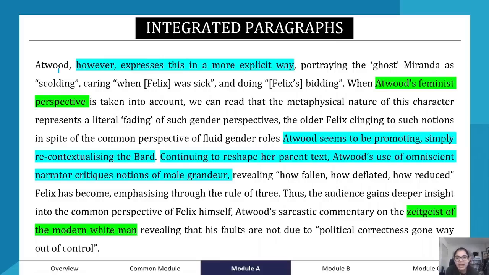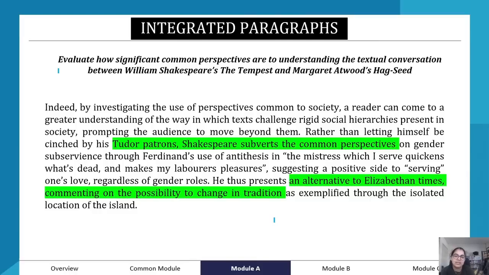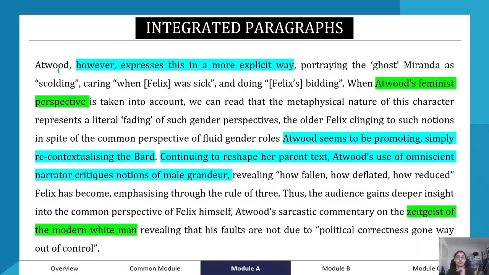And now we can see how within both the texts there was huge focus on the context and the purpose of the two authors. And then with Atwood, we actually compare her to Shakespeare. We look at how she expresses the idea in a more expressive way, how she's prompting and recontextualizing the bard, and how she's continuing to reshape Shakespeare.